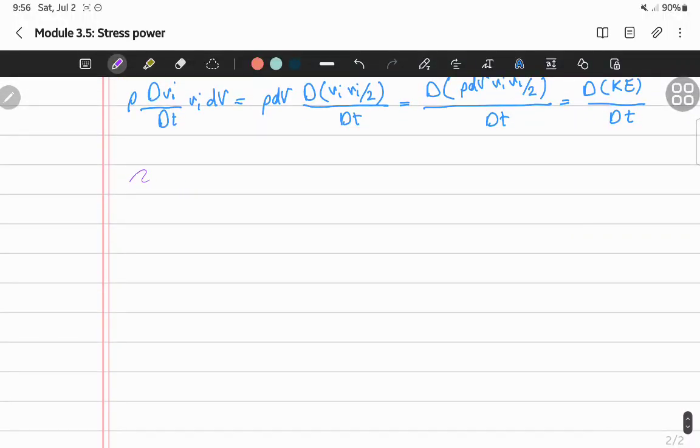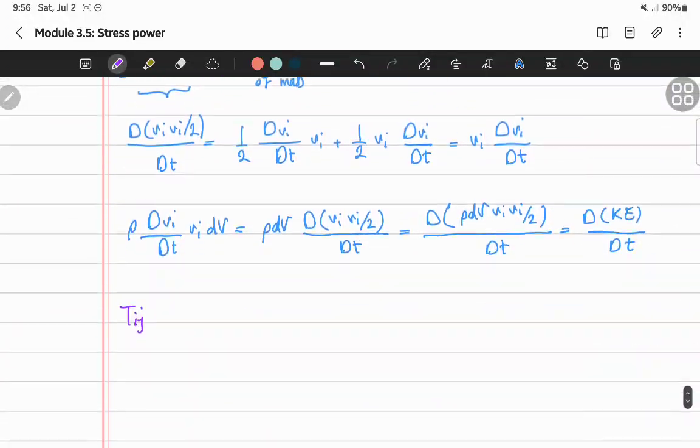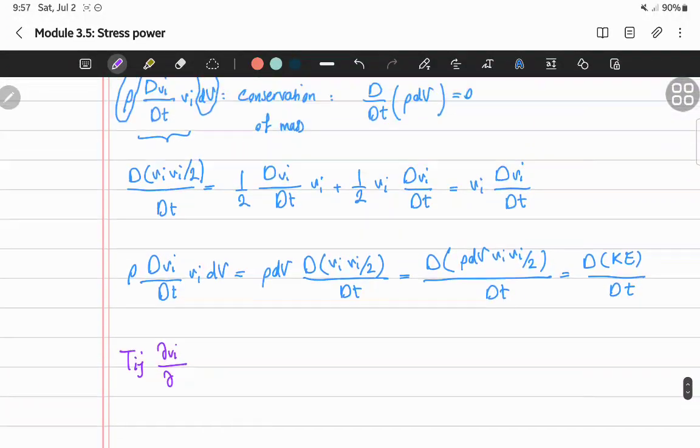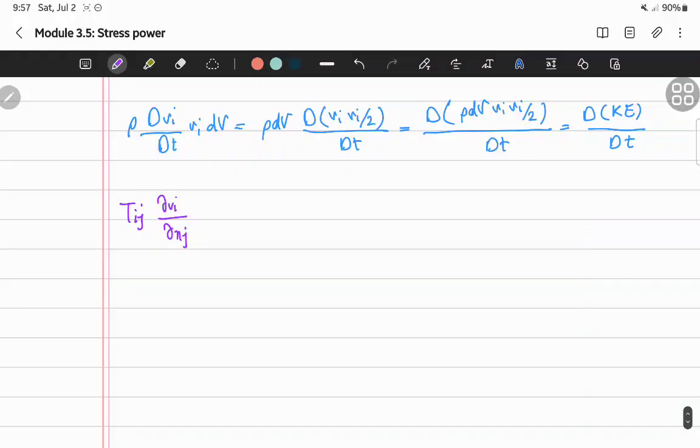Tij, partial derivative of vi with respect to xj. All right, so this is the Cauchy stress tensor. So I can write this as, T is equal to T transpose, right? So T is equal to T transpose. This is T transpose ij, partial derivative of vi with respect to xj, so this becomes Tji, partial derivative of vi with respect to xj.